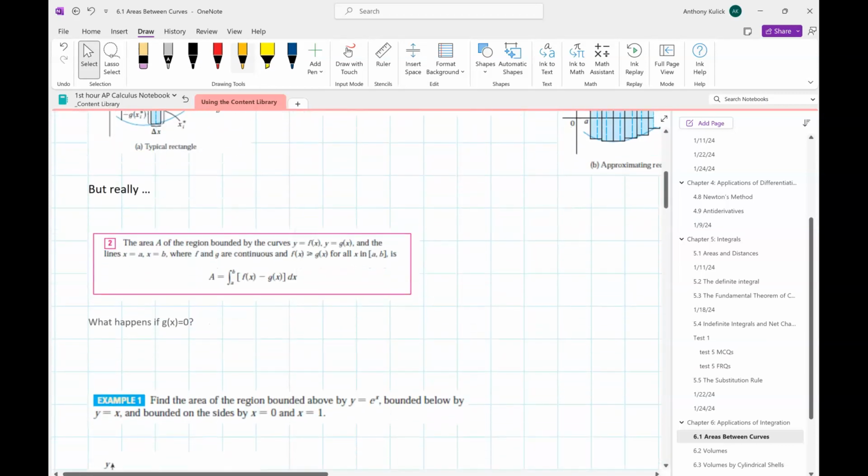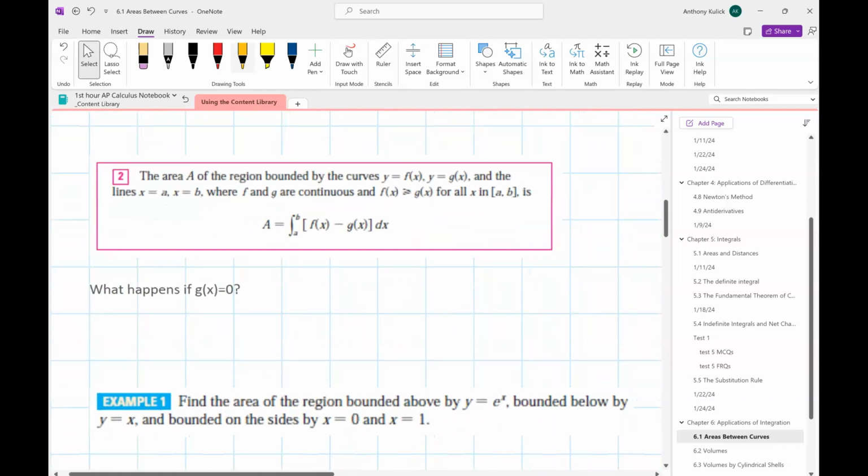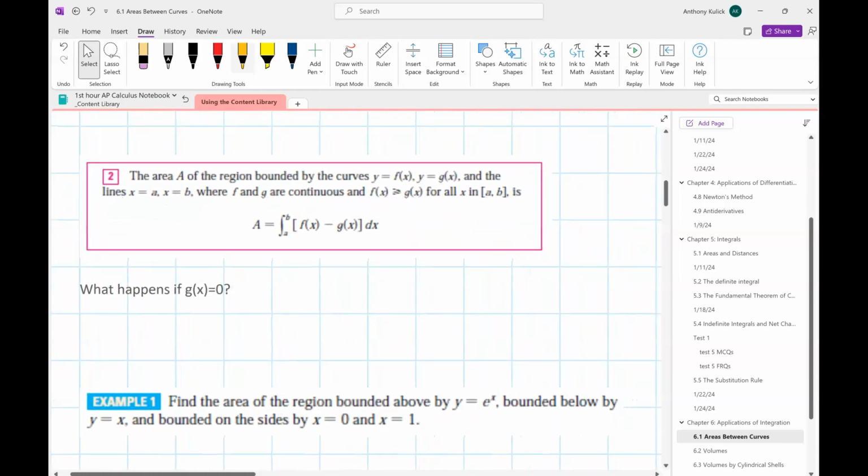So here's some theory stuff. But here's really what we got, right? The area A of the region bounded by the curves f of x and g of x, and the vertical lines x equals a and x equals b, where f of x and g of x are continuous, and f of x is greater than or equal to g of x for all x on the interval [a, b], is that integral that we just wrote down.